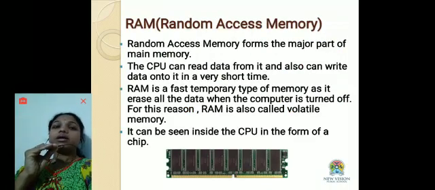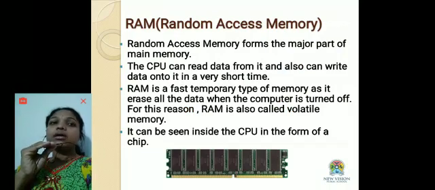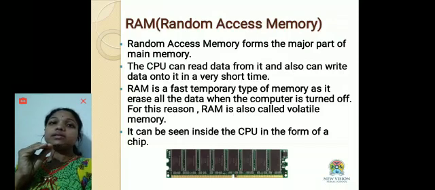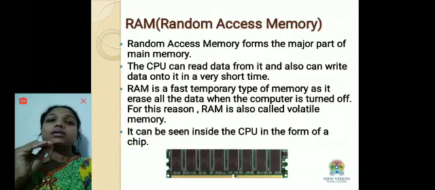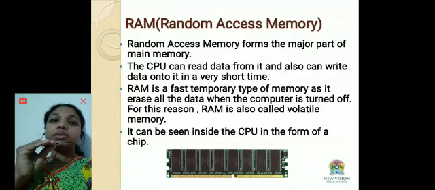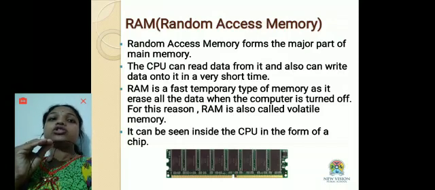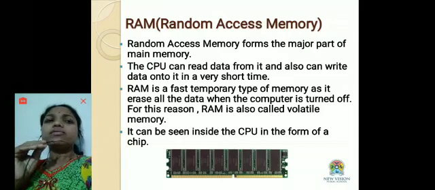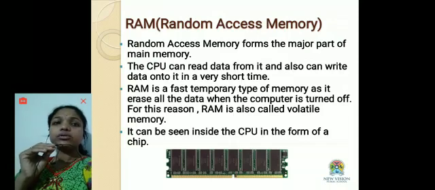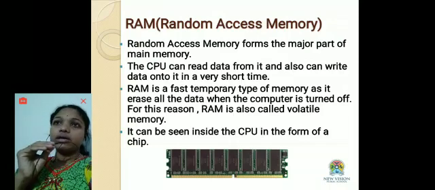RAM, random access memory. What is the role of random access memory? See, random access memory forms the major part of main memory. What is the work of RAM? The CPU can read data from it and also can write data onto it in a very short time. And RAM is used for reading data and sometimes editing data also.